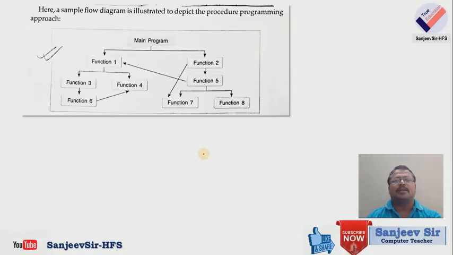Now we understand in which way we write a program in a procedural way. Procedure oriented means we are writing functions only, different tasks for different functions. That means all the functions perform different tasks.